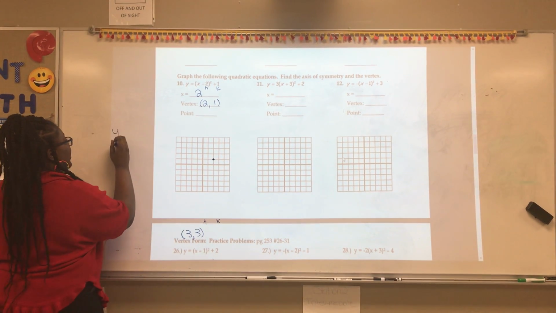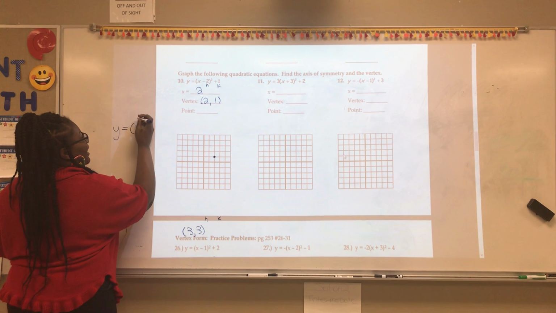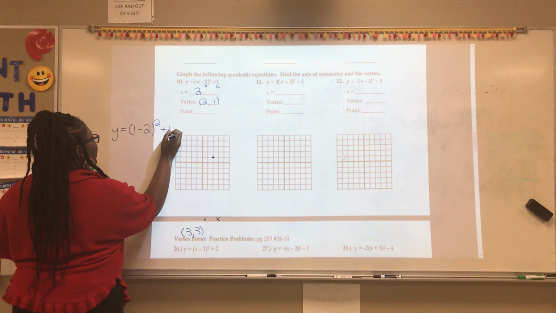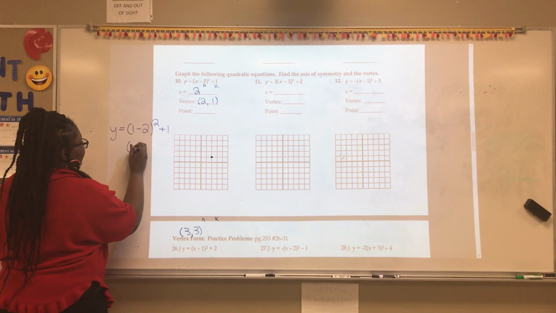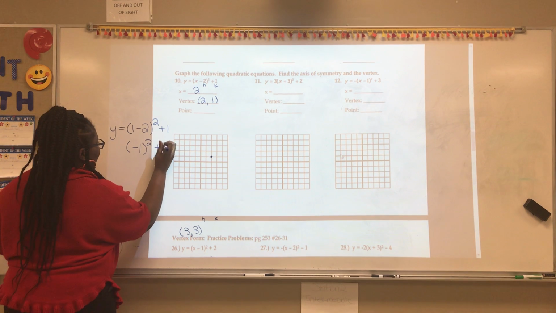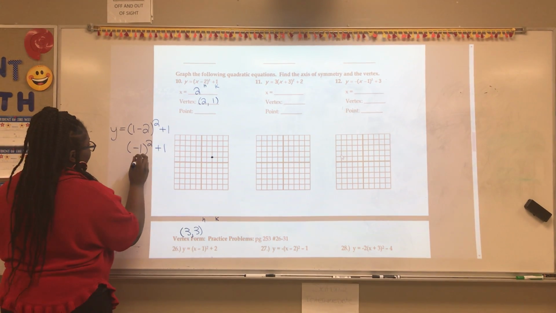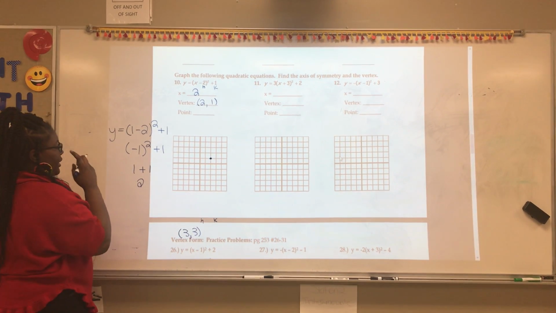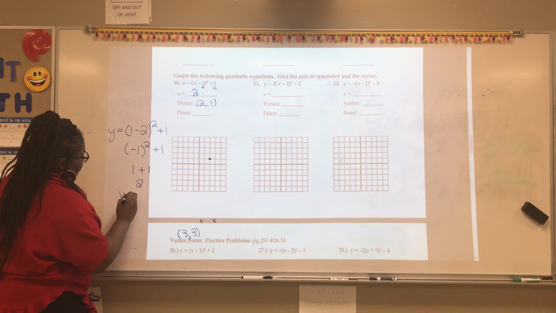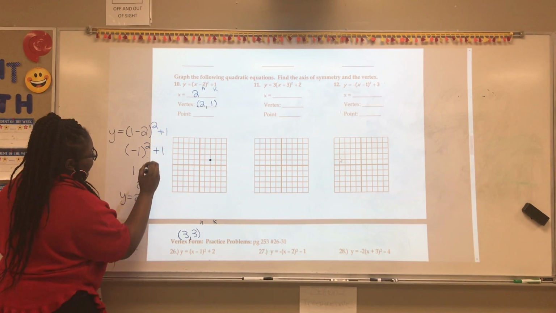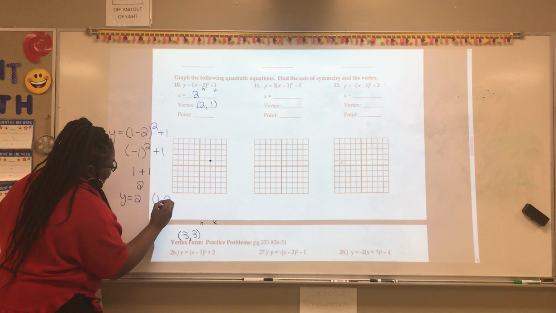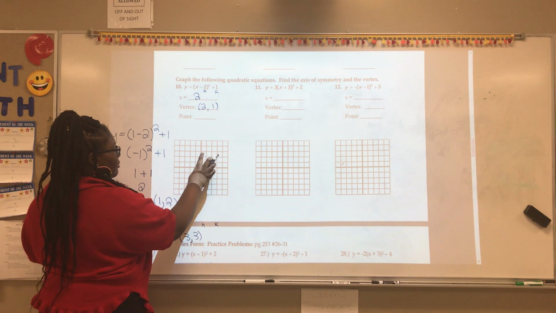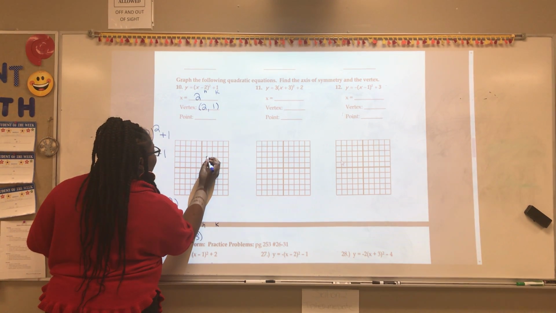So I'm going to plug in 1 instead of x because I'm substituting: y equals 1 minus 2 squared plus 1. 1 minus 2 is negative 1 squared plus 1. Negative 1 squared is 1, plus 1, that's 2. So my next point is y equals 2 when x equals 1. So 1 comma 2 is my next point. I'm going to go to x equals 1, go up 2, and put that there.